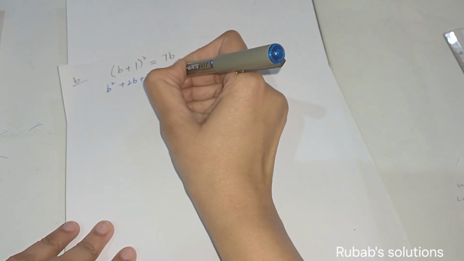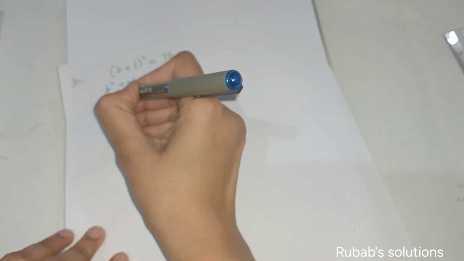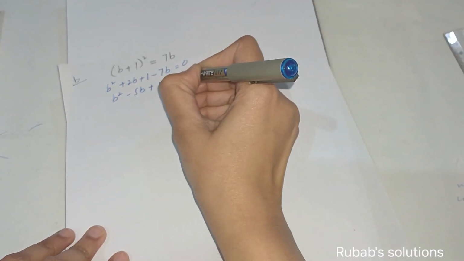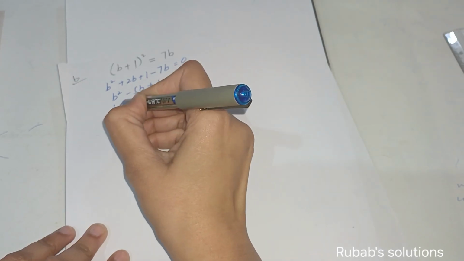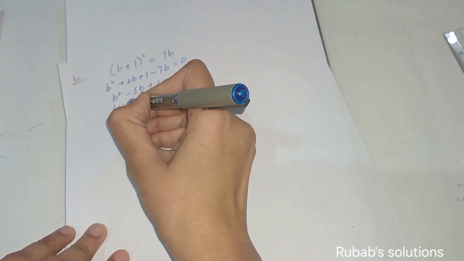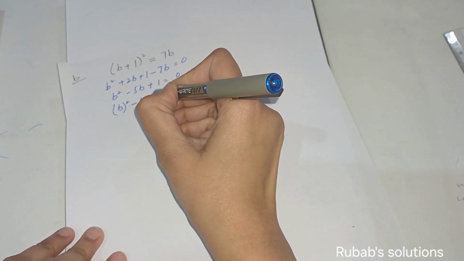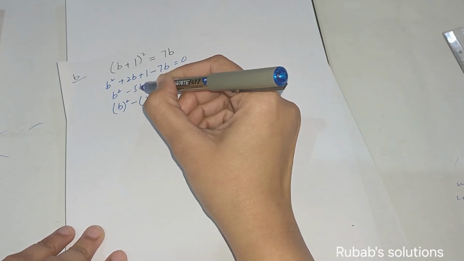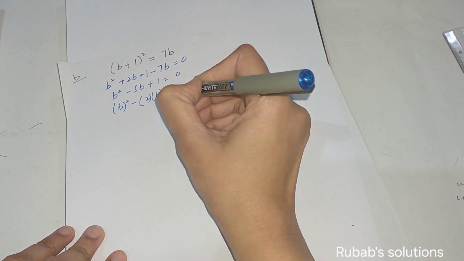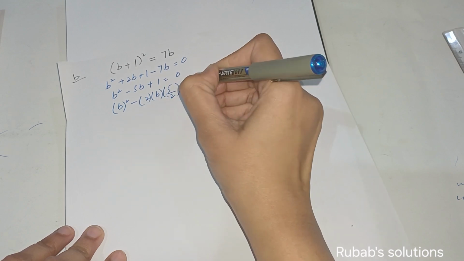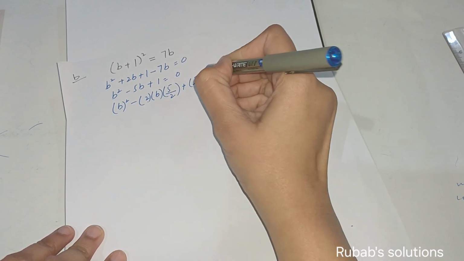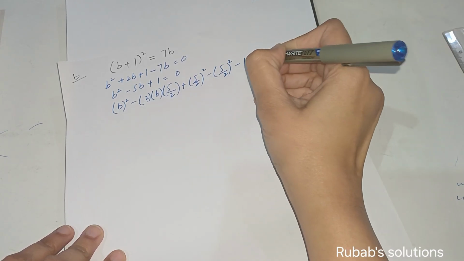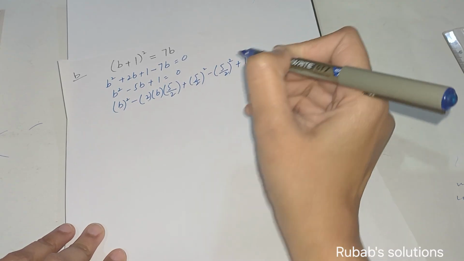This 7b will shift on the other side. It will become minus 7b. So now it will be b square minus 5b plus 1. This is equal to 0. Now I have to apply the completing square method. A square minus 2ab, and b basically I want 5. So 5, and I don't want this 2, so 5 by 2. So same number I have to add, and the square of same number I have to minus. Plus 1 is equal to 0.